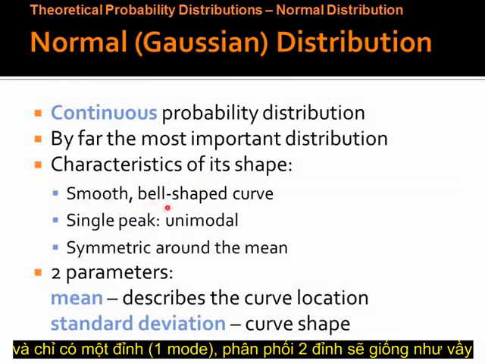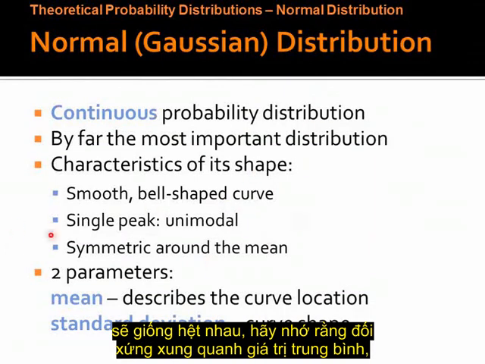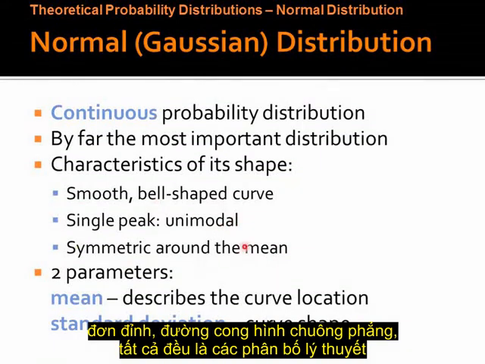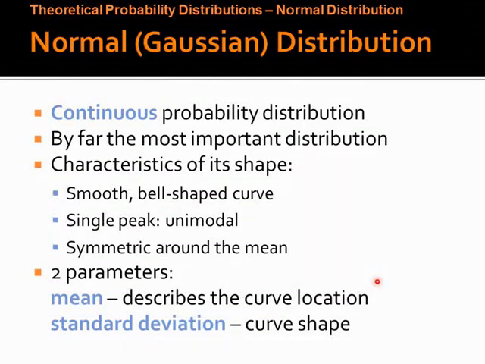There's one single peak, unimodal. There's only one mode. A bimodal one would look like this. It is symmetric around the mean. So if it looks like this, and I draw a line in the middle, the left side and the right side would be identical. Keep in mind that symmetric around the mean, single peak, unimodal, smooth bell-shaped curve, these are all theoretical. They're theoretical distributions. This is a mathematical form.